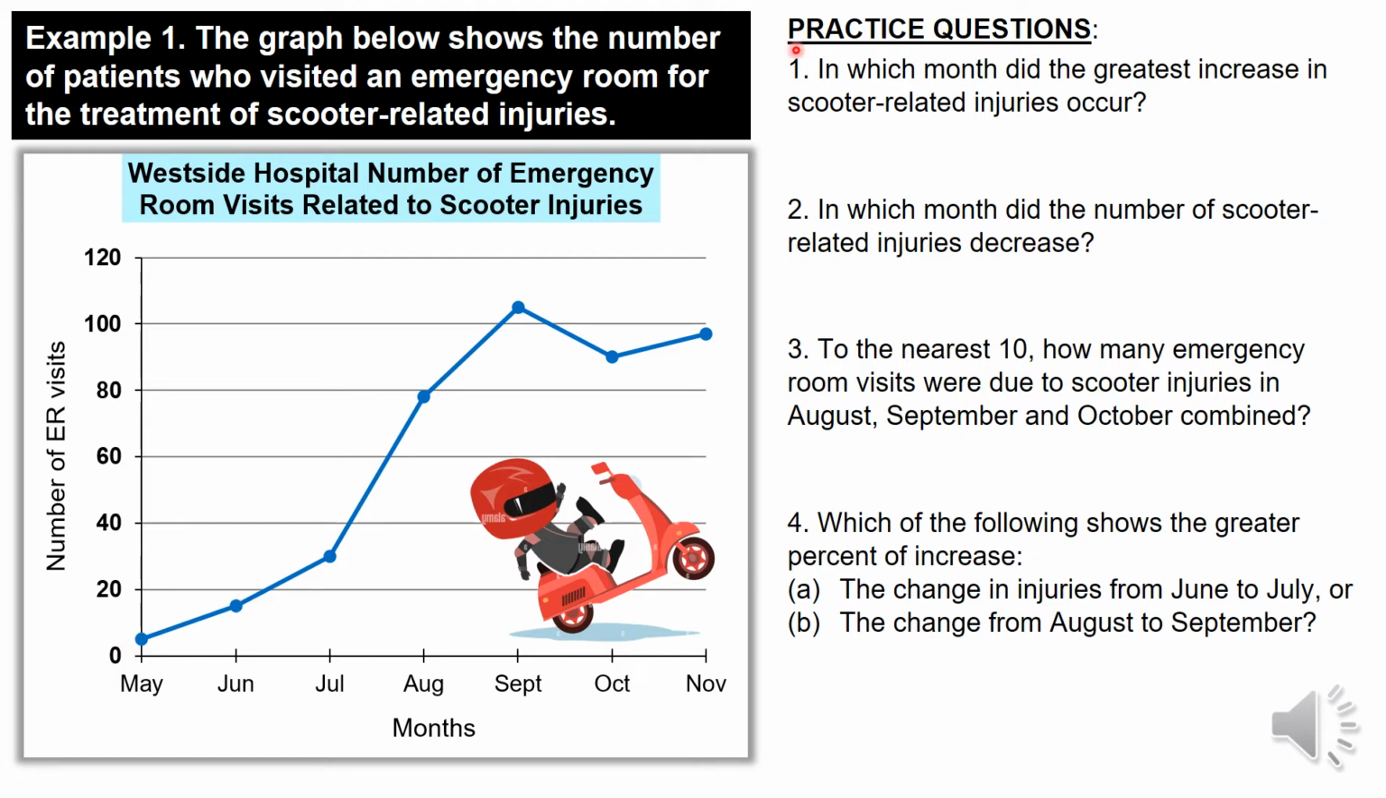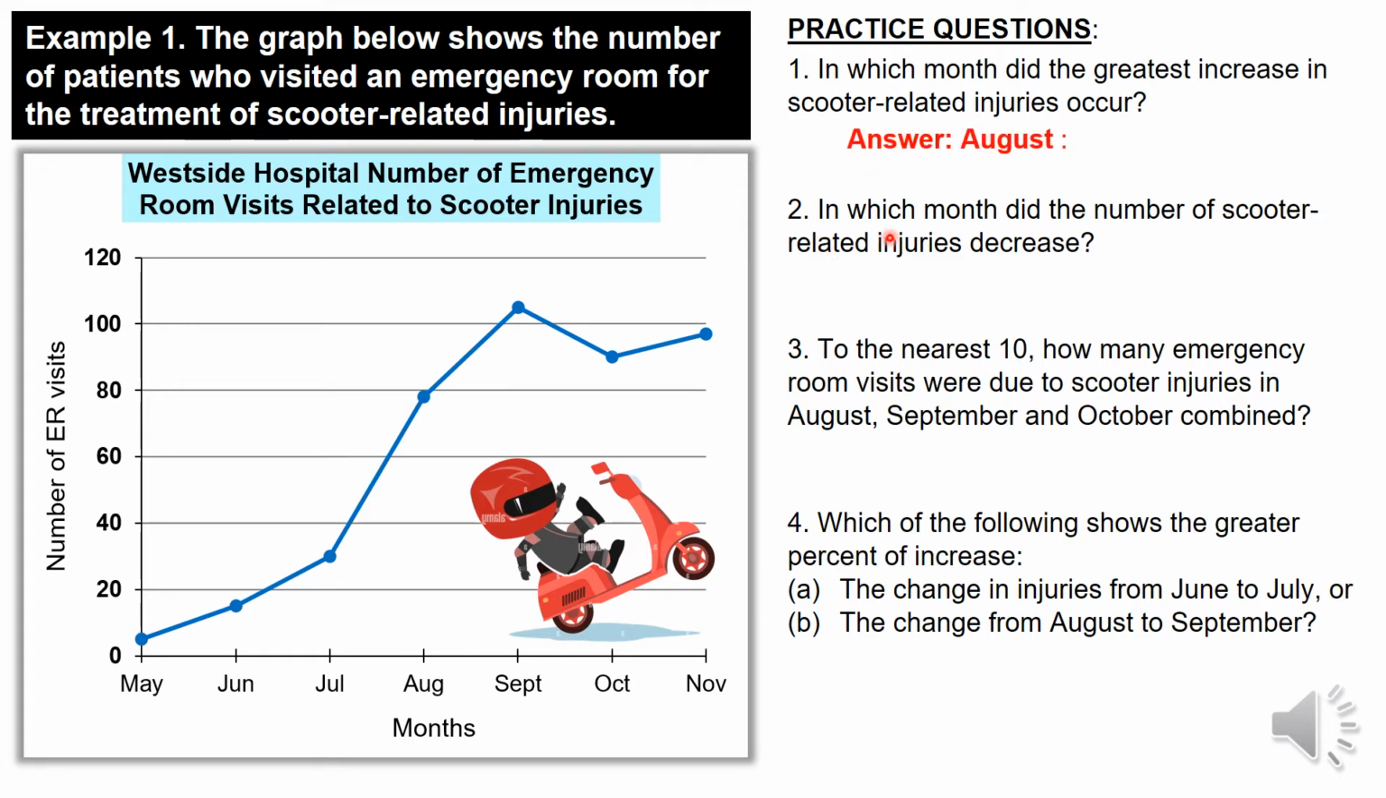Practice question number 1. In which month did the greatest increase in scooter-related injuries occur? So we only have to watch which among the months here has the greatest increase in the slope. So obviously we have here from July to August, so our answer is August.